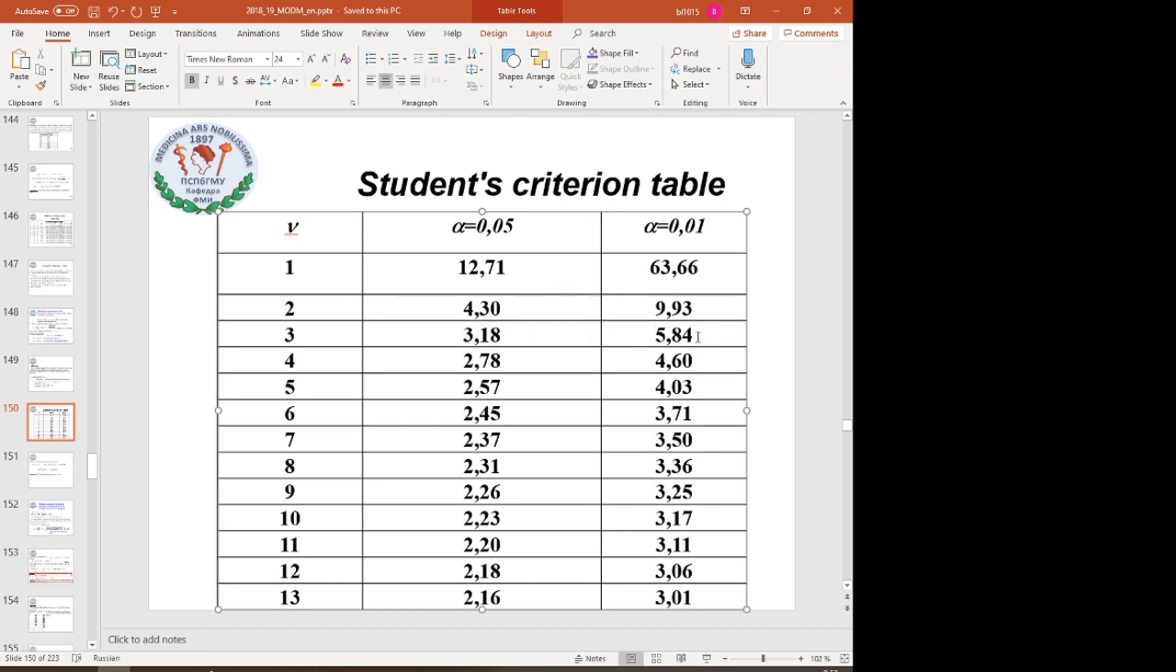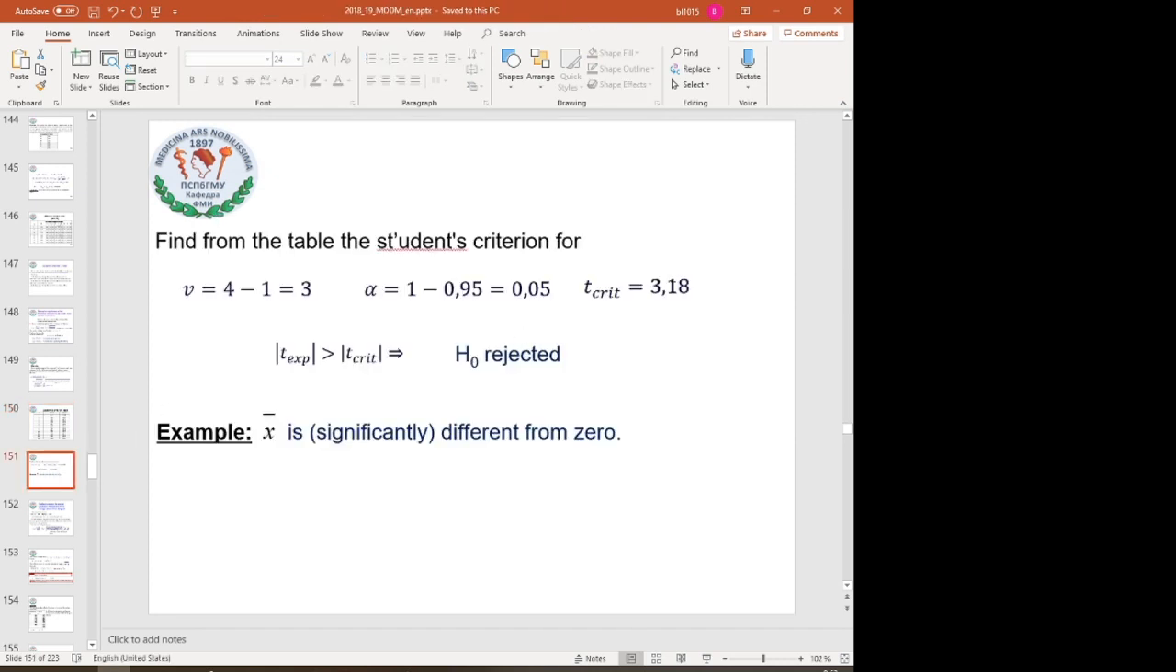So we can even reject the null hypothesis with a significance level of 0.01 because 5.84 is still twice less than the experimental value of 13 and something. Thus we conclude that the mean value and the expectation of our sample is different from 0 on significance level 0.01.